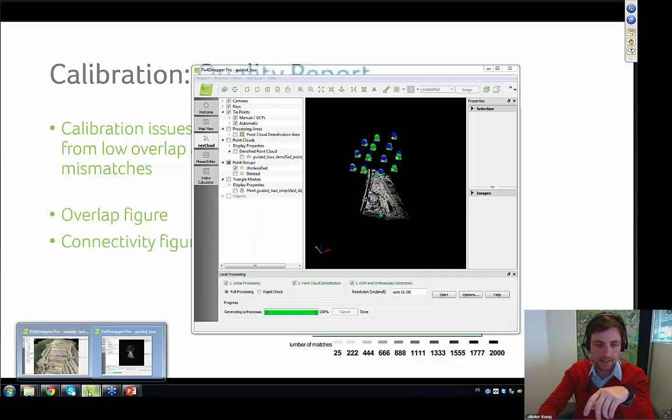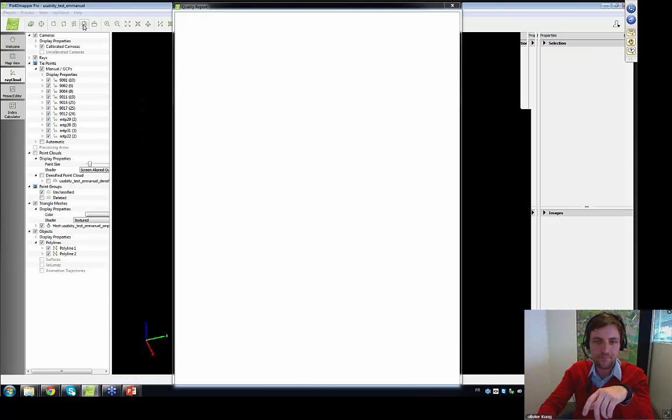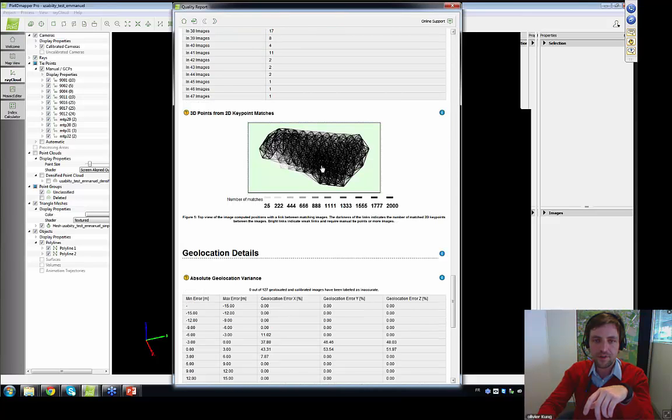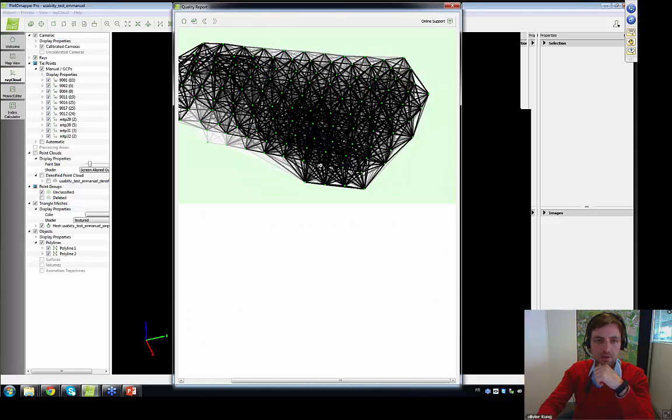Now let's look at a bigger project. This figure would look like that. So you'd see that there are very, very strong matches between all of the images.